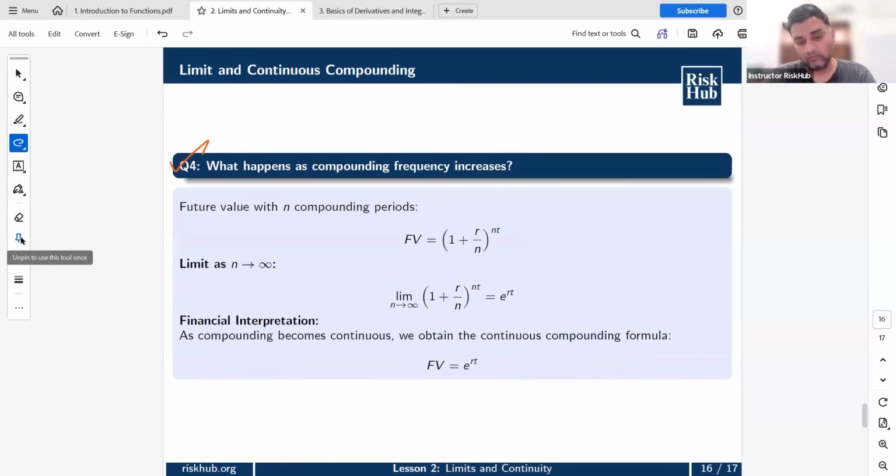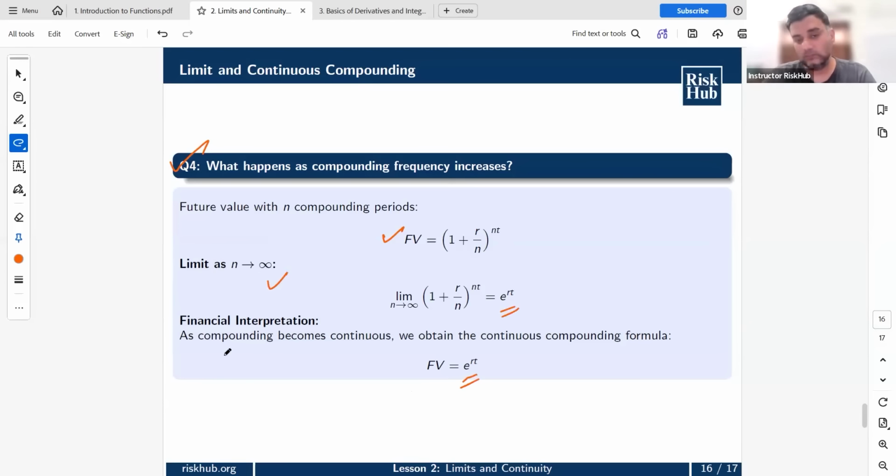That is your future value with compounding n times per year. Future value is equal to (1 + r/n)^(nt). As the limit n tends to infinity, what happens? Your compounding becomes extremely frequent. So the limit as n tends to infinity of (1 + r/n)^(nt), ultimately we are getting e^(rt).